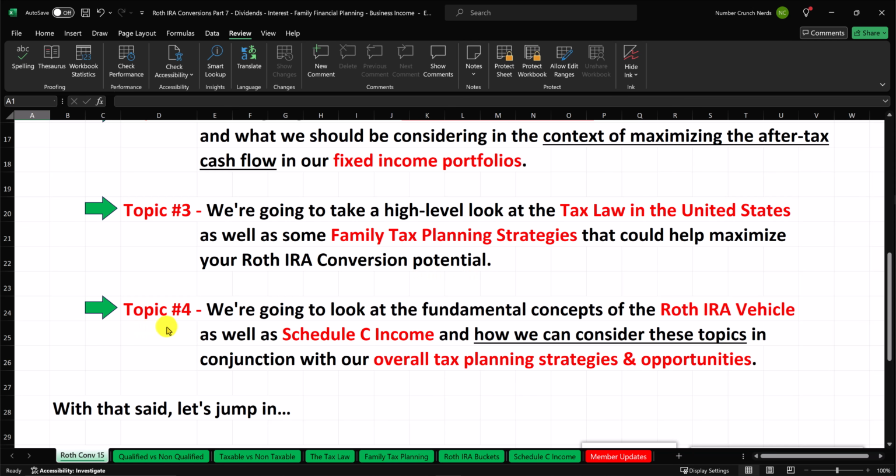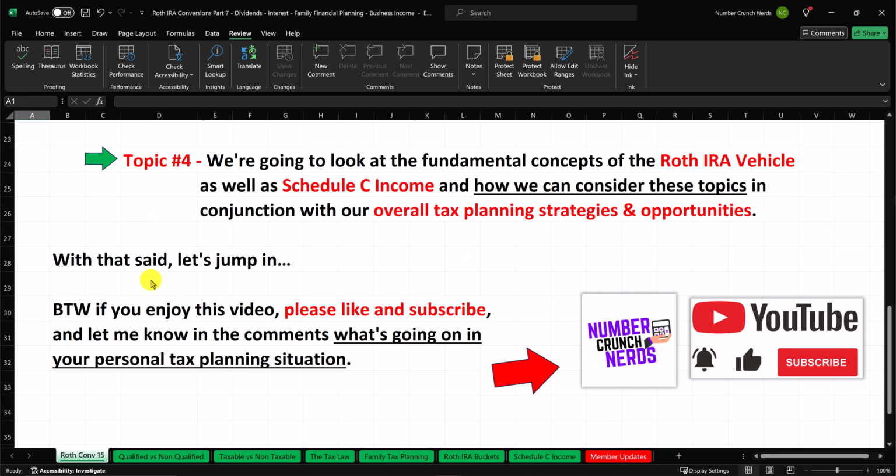Finally, in topic number 4, we're going to look at the fundamental concepts of the Roth IRA vehicle as well as Schedule C income and how we can consider these topics in conjunction with our overall tax planning strategies and opportunities. With that said, let's jump in.